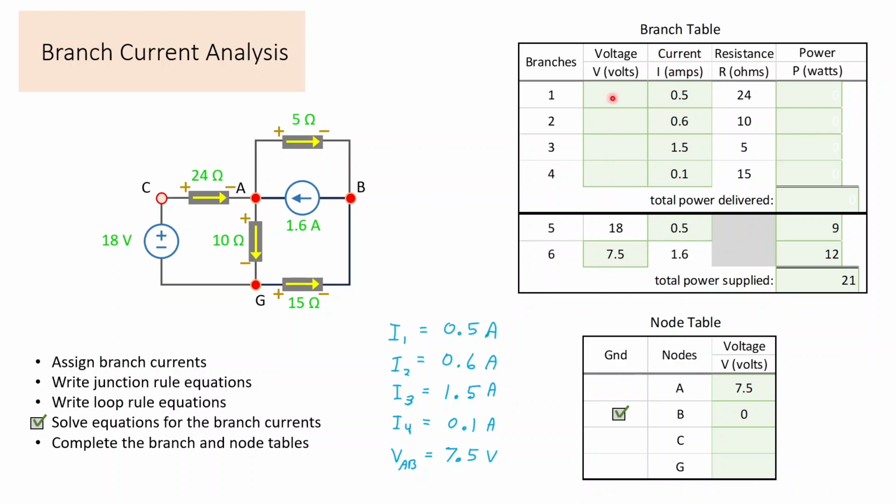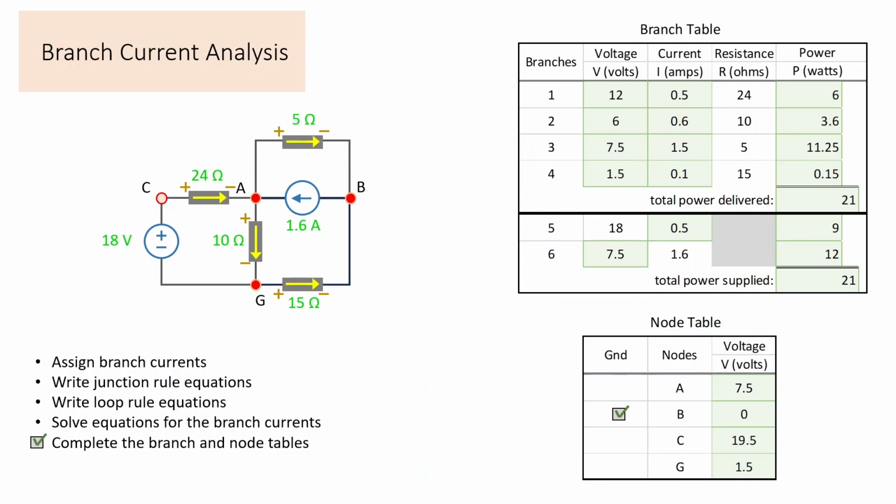And you see that we can now compute volts for the resistances with Ohm's law, IR. So if I multiply current times resistance, I get the volts. If I multiply volts times amps, I get the power delivered to each resistor. If I sum them up, I get the total power delivered, 21 watts.